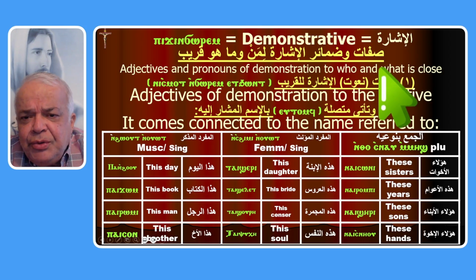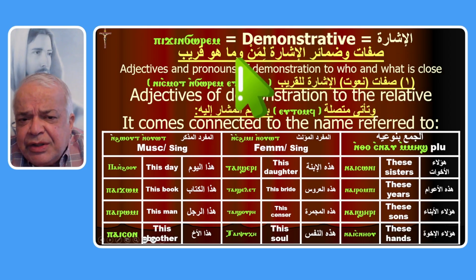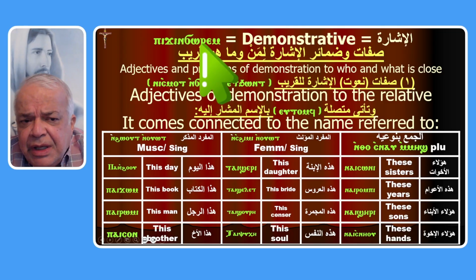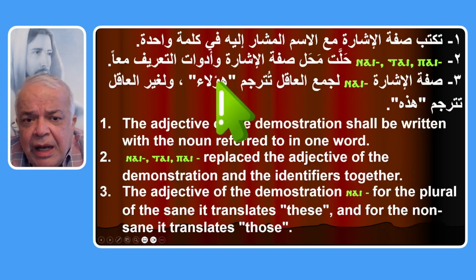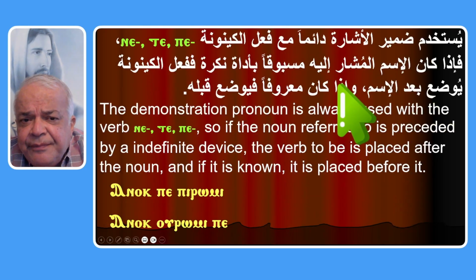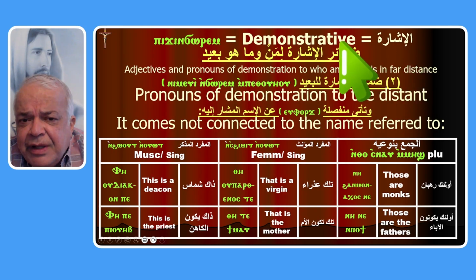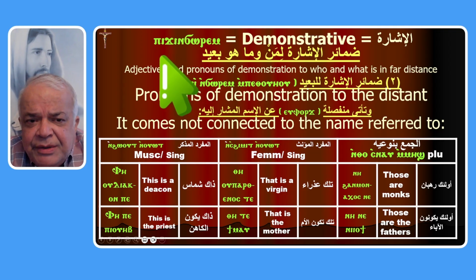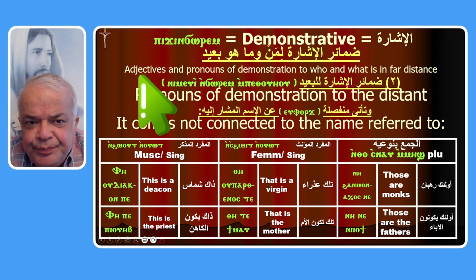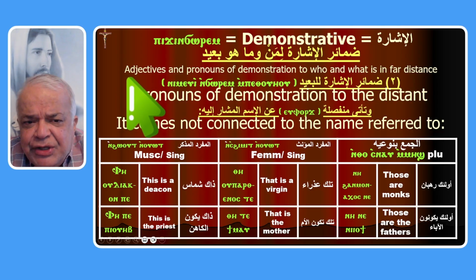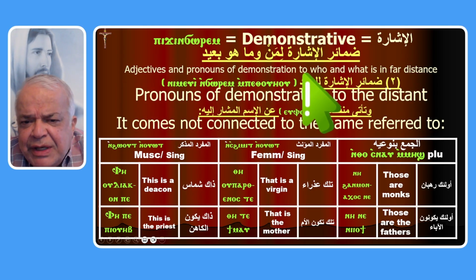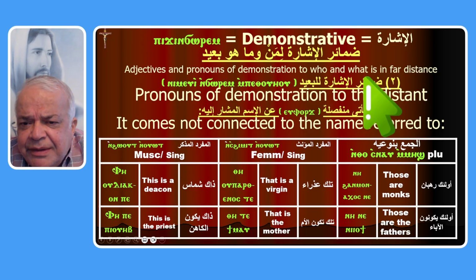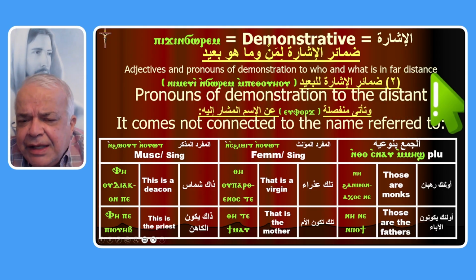I talked to you about the demonstration articles for what is close in lecture number 7, and now we move to the second kind of demonstration articles. That's for far away or distant articles. So our subject today is adjectives and pronouns of demonstration for who and what is in a far or distant area.